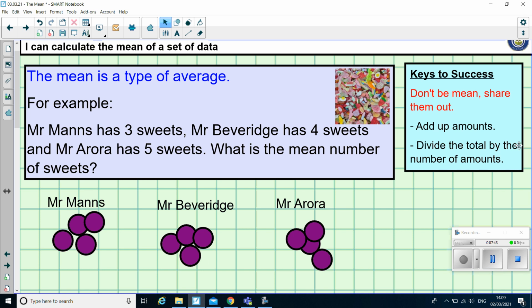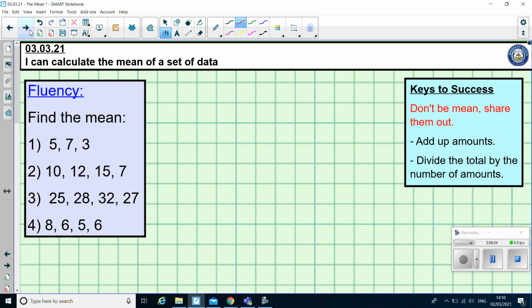So to find the mean, what we do is we add the amounts up, and then we divide by the total number of amounts. So in this situation, we did 3, add 4, add 5, didn't we? So 3 add 4 gives me 7, add 5 gives me 12, and then I had 3 amounts in total, so I had 3 people to share them amongst, so I did 12 divided by 3, which gave me 4 sweets for each person. Okay, so the mean is about making it fair. It's an average.